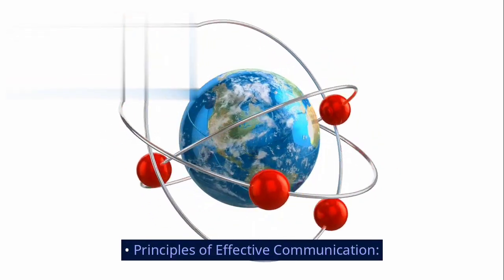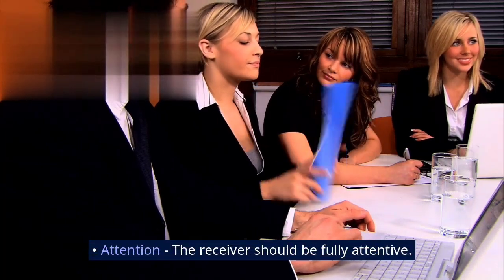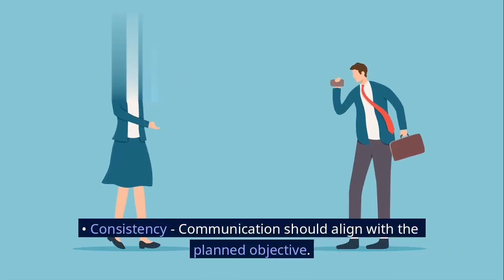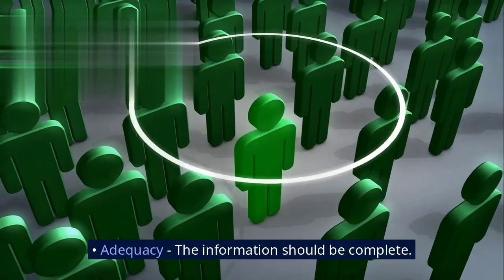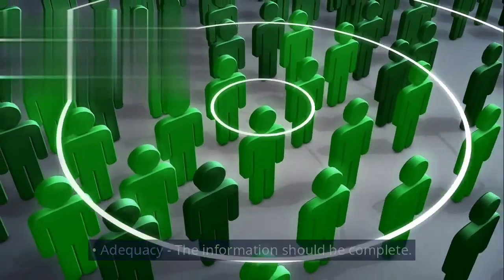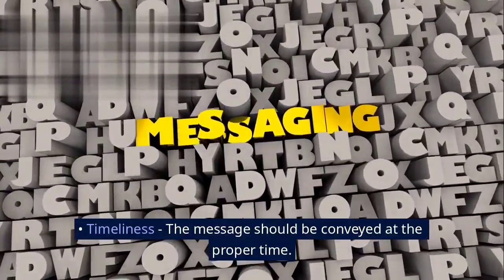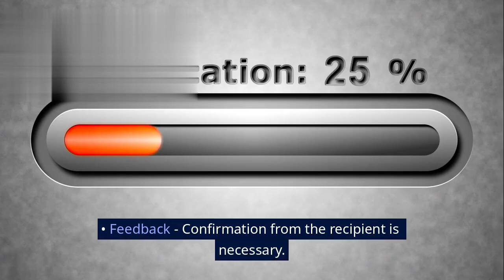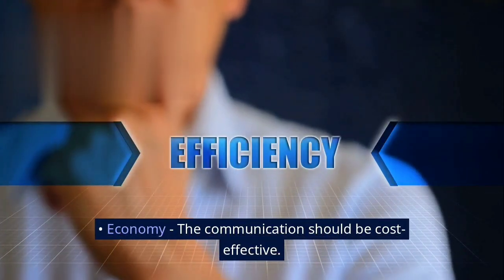Principles of effective communication: Clarity, the message should be in easily understandable language. Attention, the receiver should be fully attentive. Consistency, communication should align with the planned objective. Adequacy, the information should be complete. Timeliness, the message should be conveyed at the proper time. Feedback, confirmation from the recipient is necessary. Economy, the communication should be cost-effective.